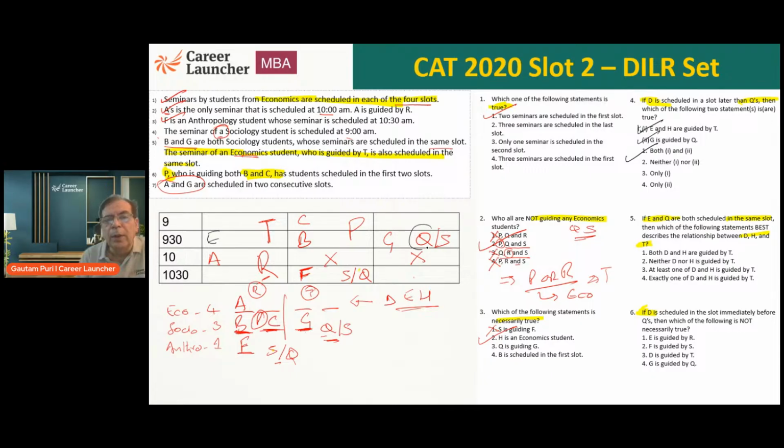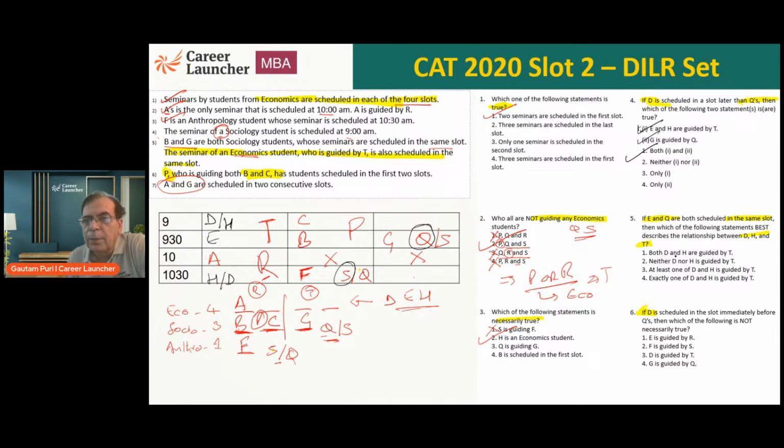That means Q will also be at 9:30, guiding G, and F will be guided by S. Right? Now, if E has come here, who are the other two people left for me? D and H. So between D and H, one person will be at 9 a.m. and the other person will be at 10:30 a.m. This becomes my table.